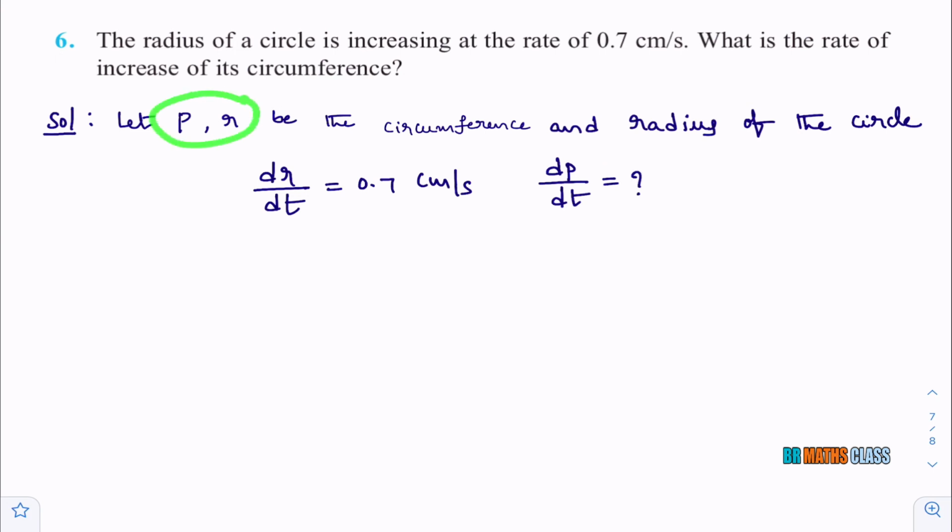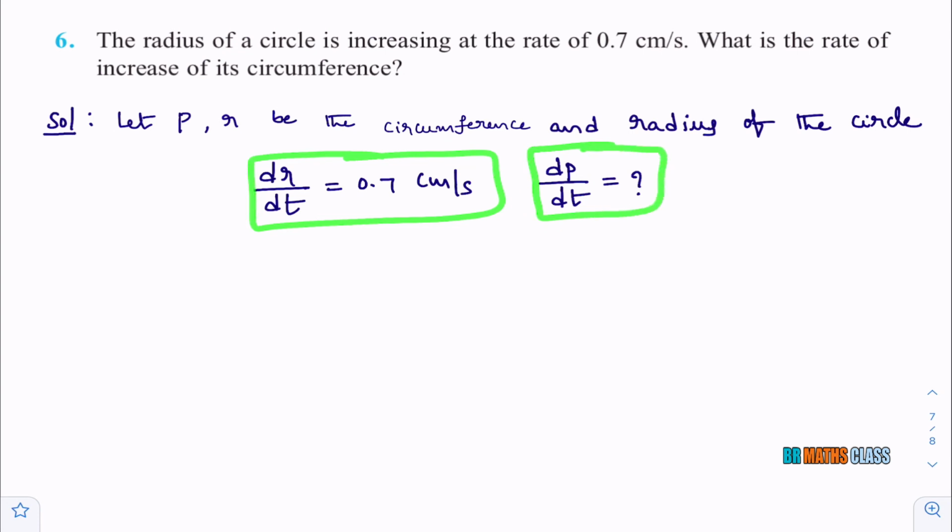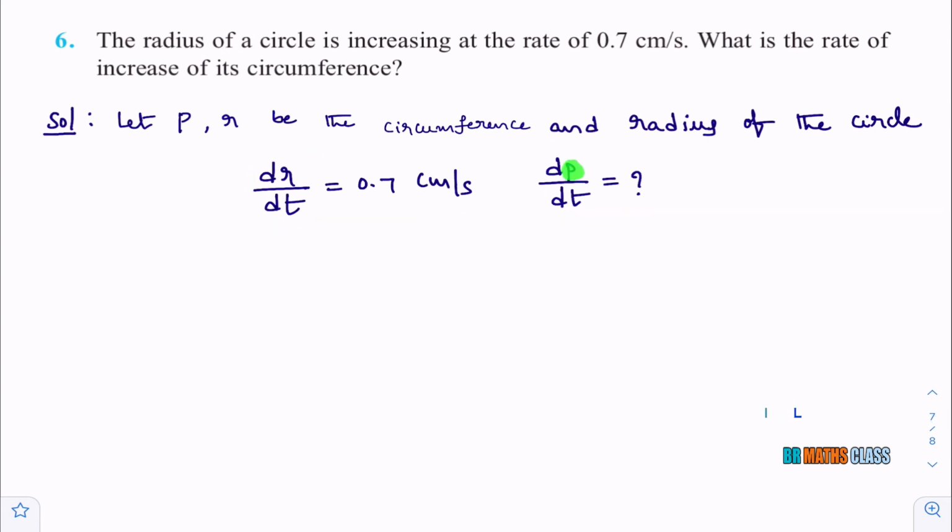I identified this problem is circle related. P is the circumference of the circle, r is the radius of the circle, and I wrote the given information dr by dt, and from the question I identified that I need to calculate dP by dt. To proceed further, I'll take the circumference of the circle formula. We know that in the beginning of this class we learned circumference of a circle is 2 pi r.